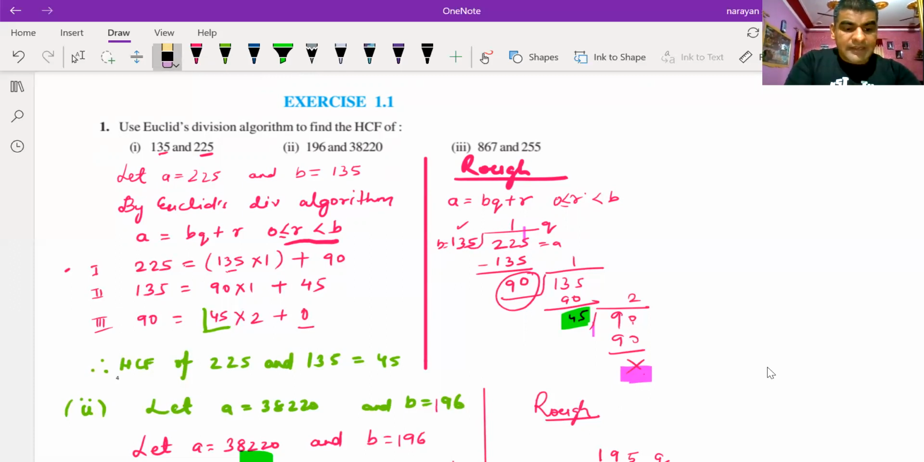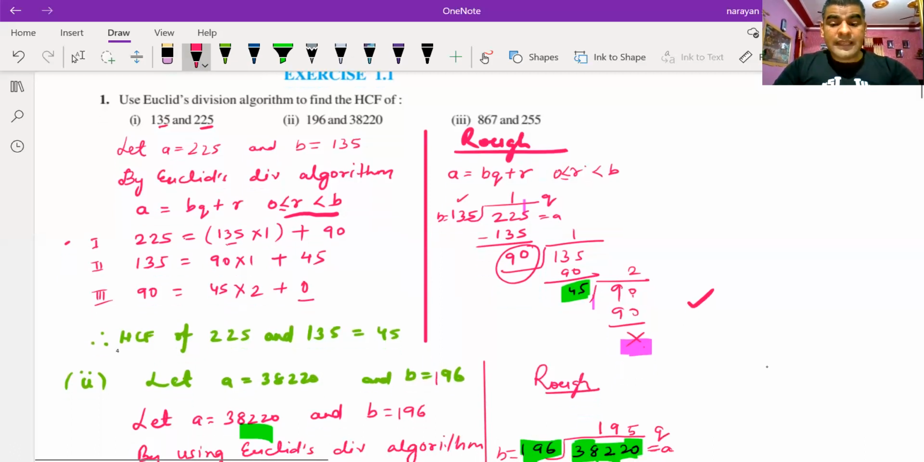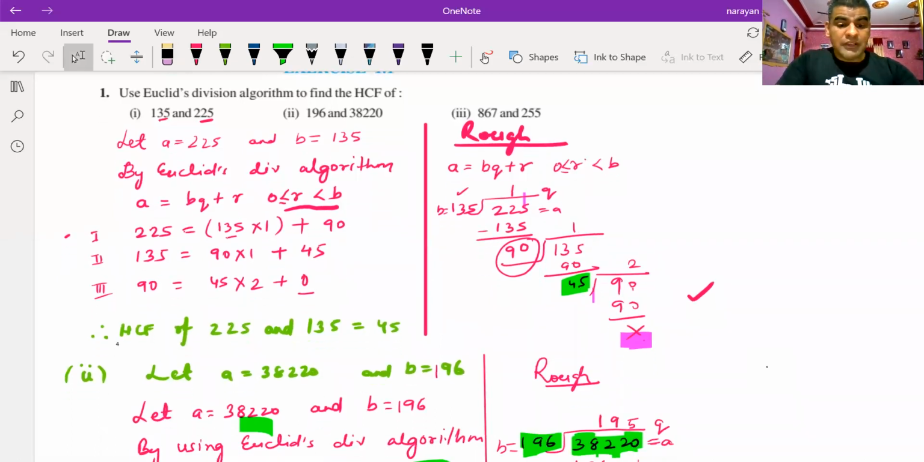Yes, here we can write 135 is equal to 90 into 1 plus 45. So you can see this division in the rough, which I have done over here. Now we can again continue doing this. Because 45 is a remainder, it will become the divisor, as you can see over here. So our remainder of the second step becomes the divisor in the third step.